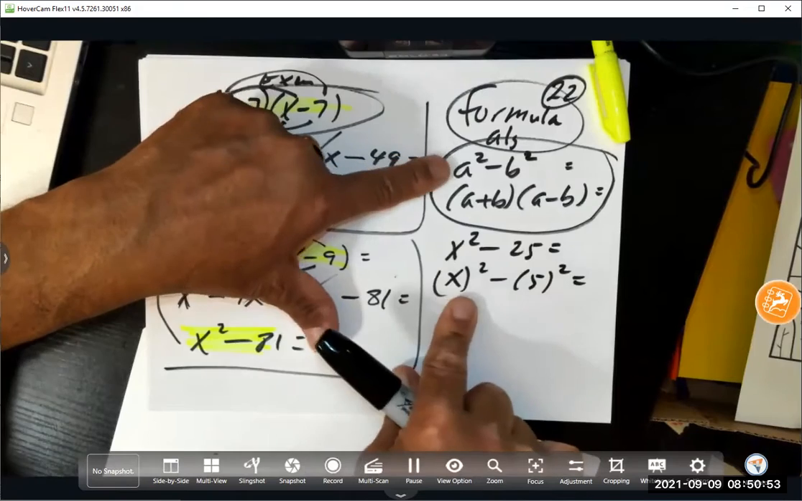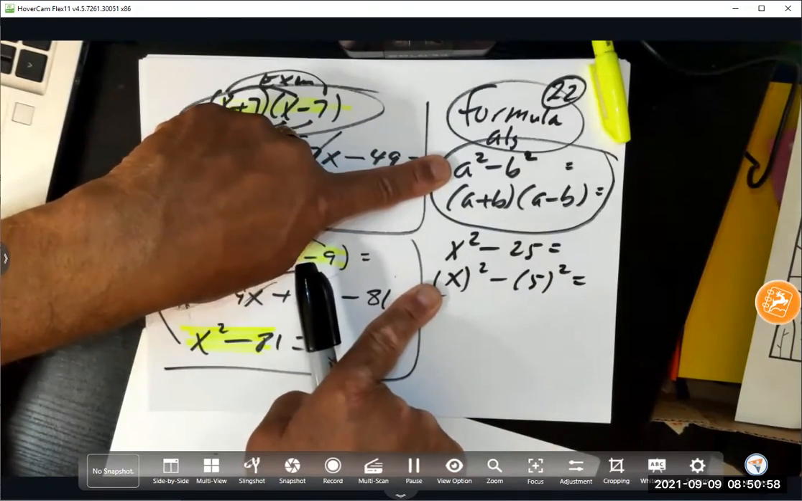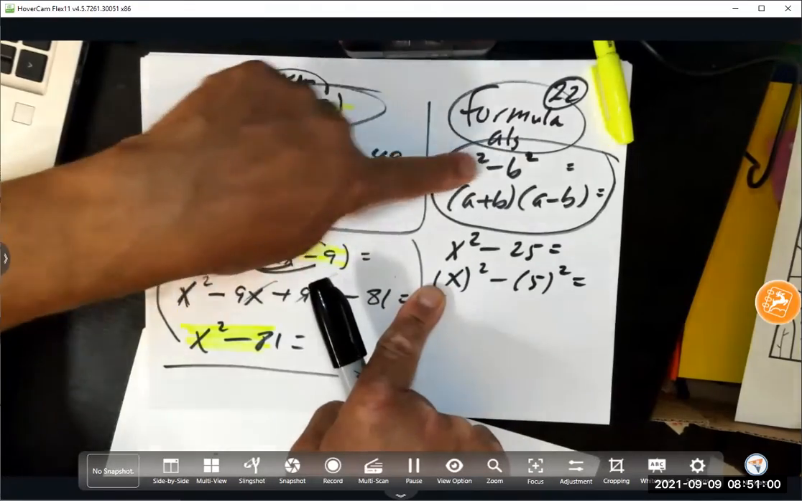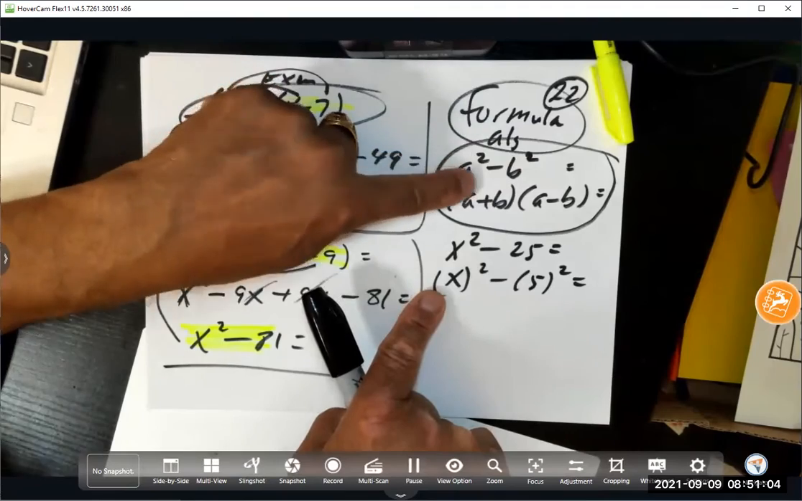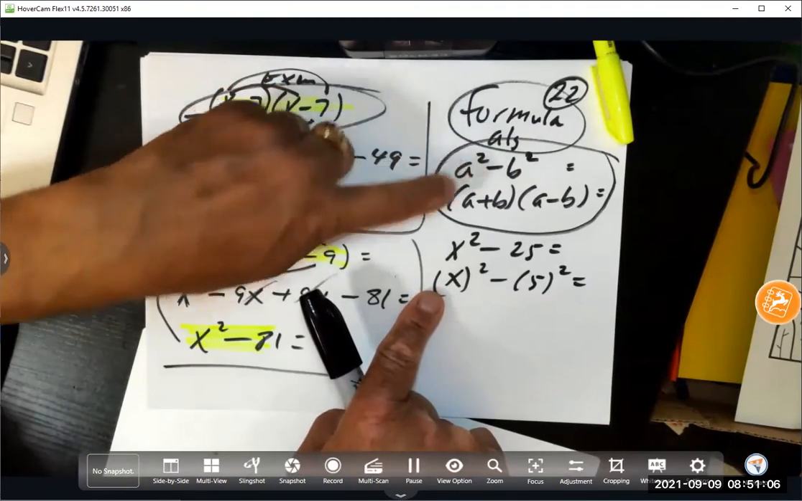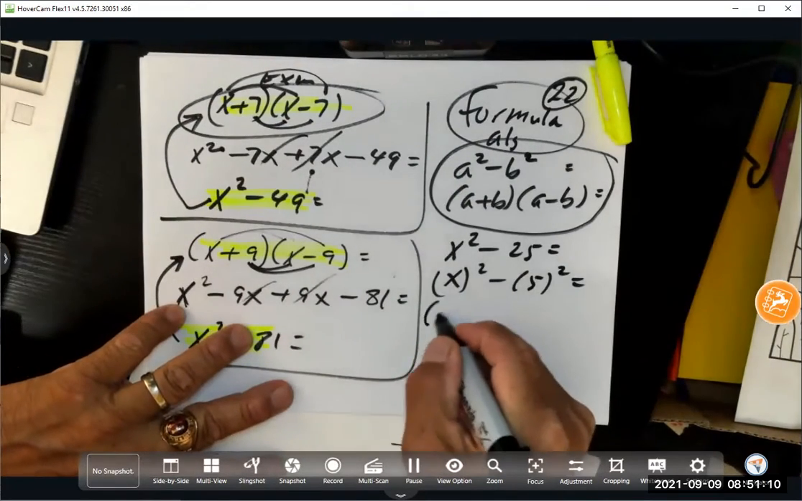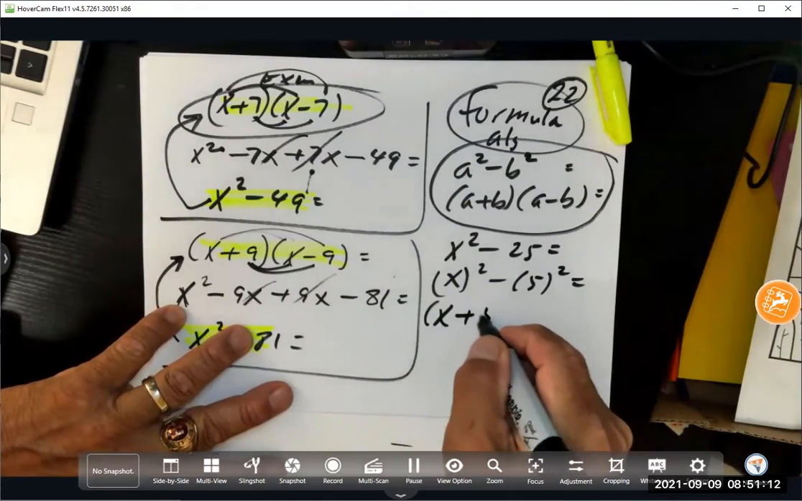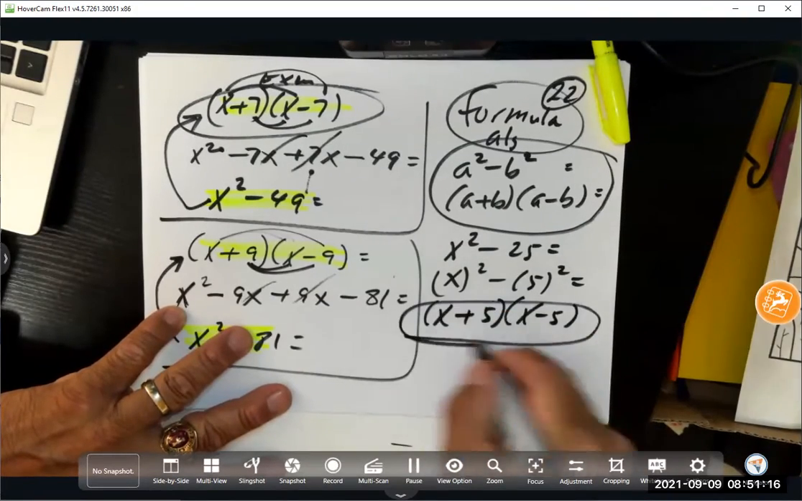This one and this one match right here. So now, as soon as you know that this matches my formula, I'm going to use my formula. My formula says if you have a square minus something else squared, it automatically becomes the plus it and the minus it. So automatically the answer is going to be x plus the 5 and x minus the 5. It's going to become this answer right there.